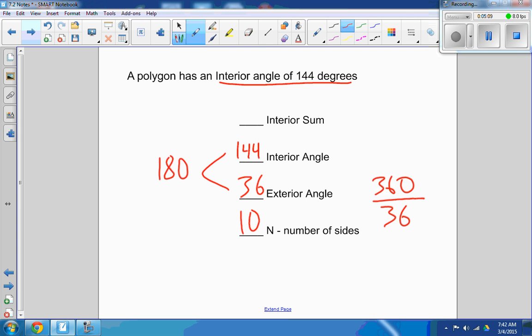Now the interior sum of the angles is the interior angle, which is 144, times the number of sides, which is 10. So the interior sum is 1,440.